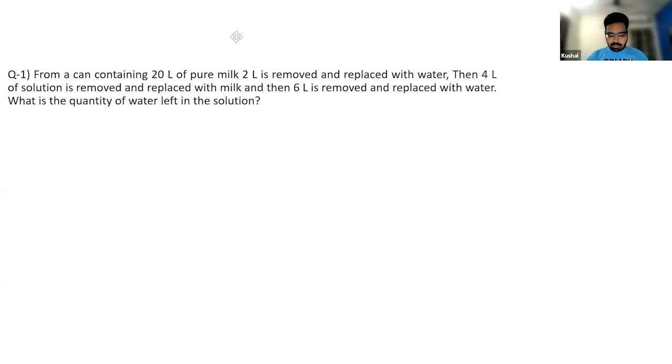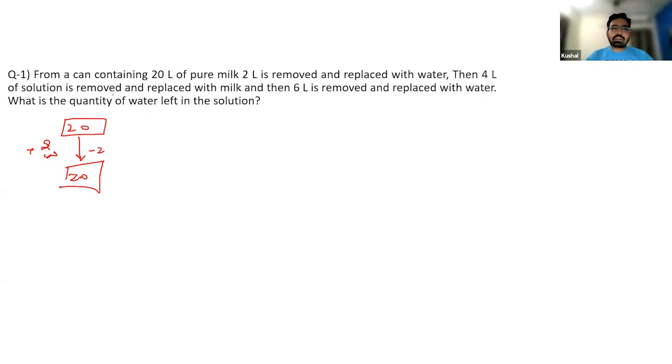Right. Let's have a look at question number 1 and try to do this. From a can containing 20 liters of pure milk, 2 liters is removed. So from 20 liters of pure milk, I'm removing 2 liters. So that's removal of 2 liters and replace it with water. So I'm adding 2 liters of water over here, right? Again, I'll get 20 liters of solution now.